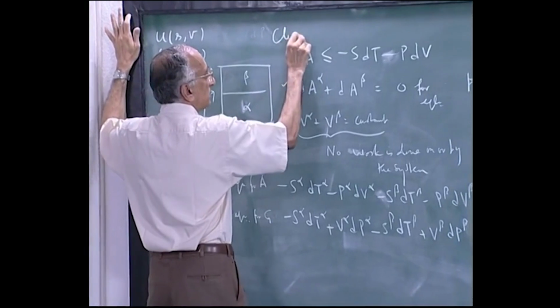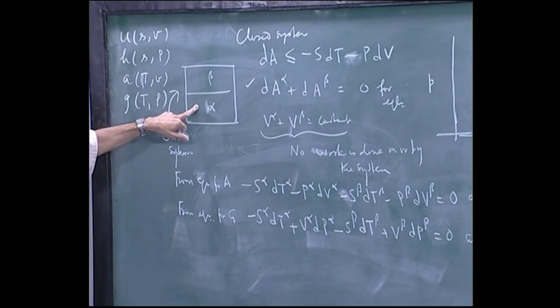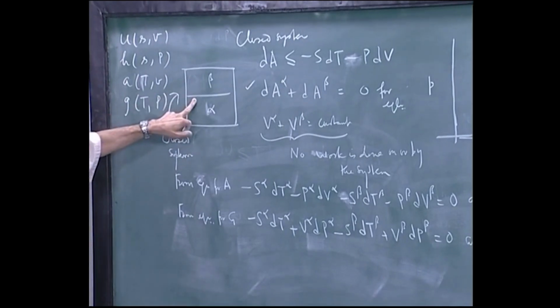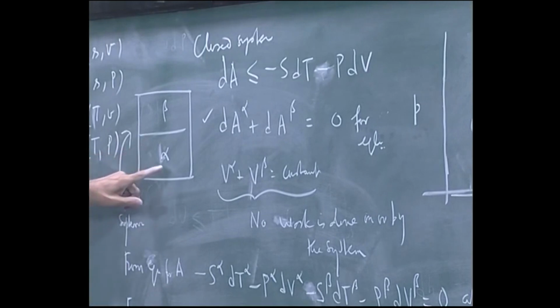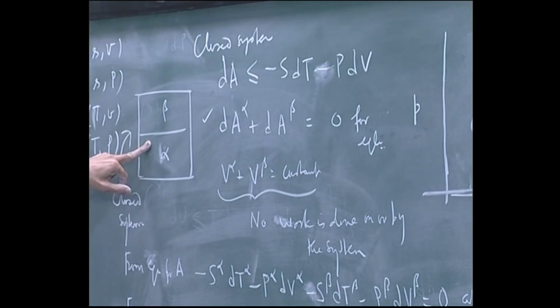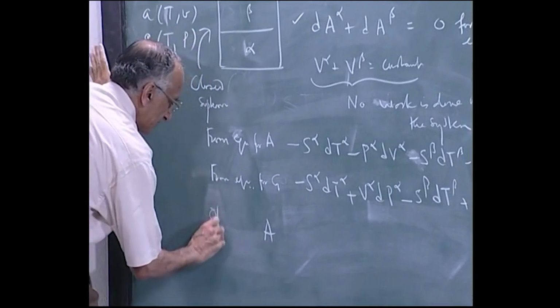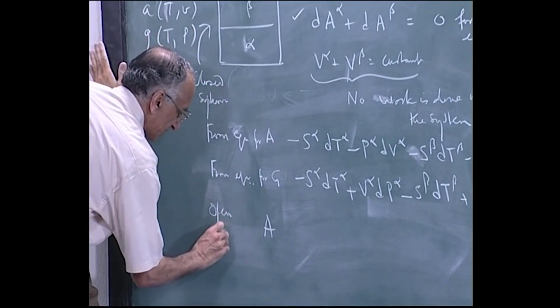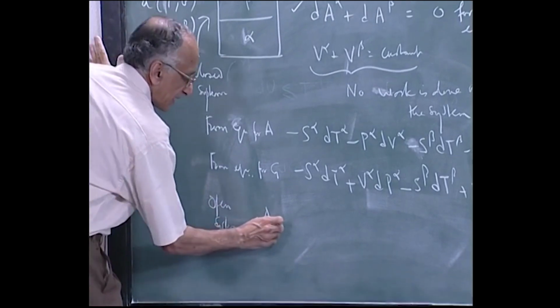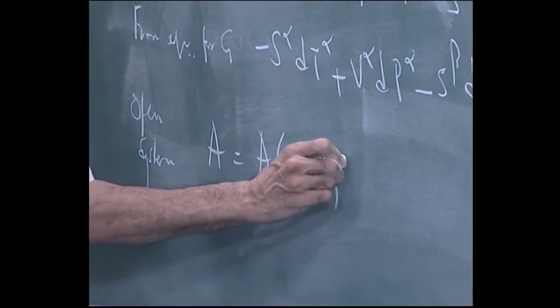This is a closed system, but if you look at A for alpha phase alone, this can exchange molecules with the beta phase. So not only are the temperature and the volume of the alpha phase variable, the extent of the alpha phase is also variable. So I should first write A in an open system of constant composition. A is a function of not just T and V, it is also a function of the number of moles.